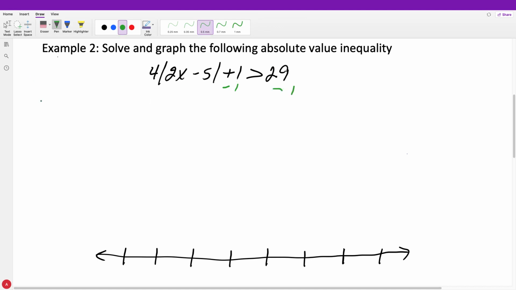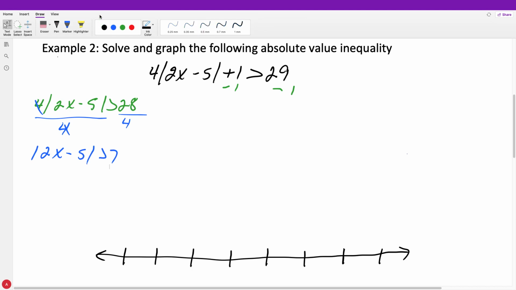Now that will give me, I'm going to write it over here, 4 times the absolute value of 2x minus 5 is greater than 28. And then I'm going to divide each side by this 4 to isolate my absolute value. They cancel out. So now I'm left with the absolute value of 2x minus 5 is greater than 7.